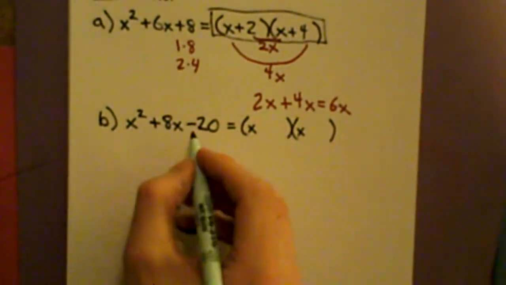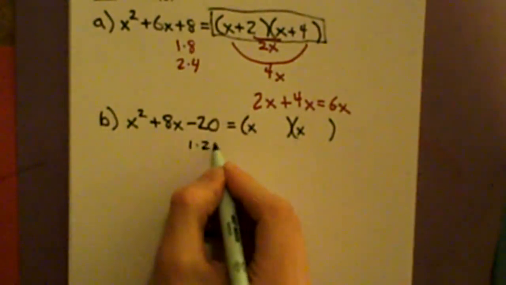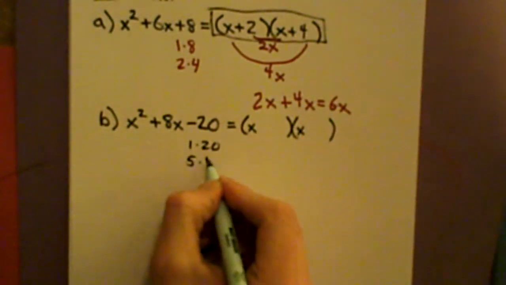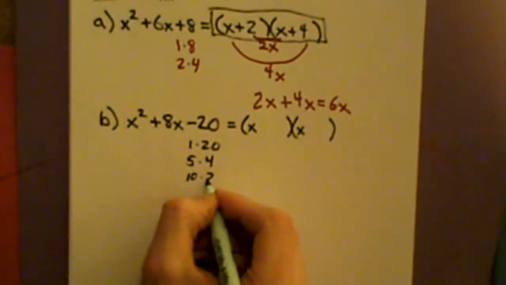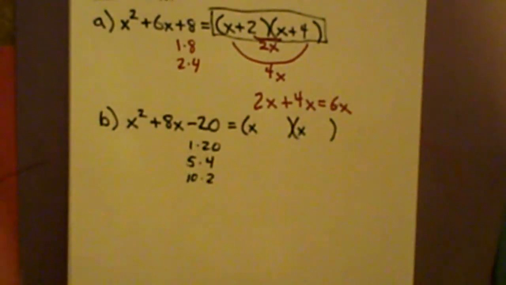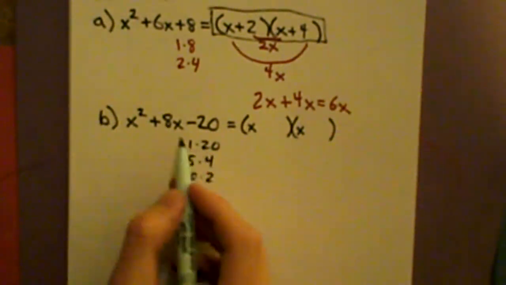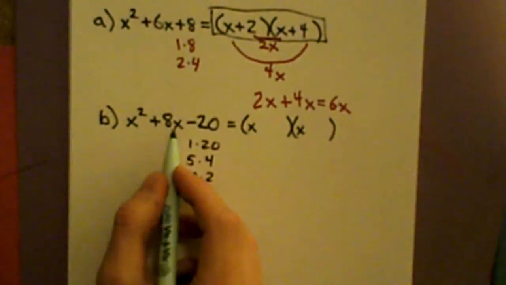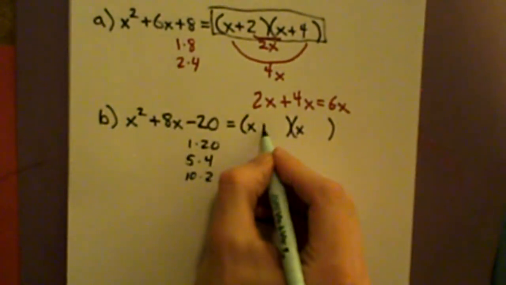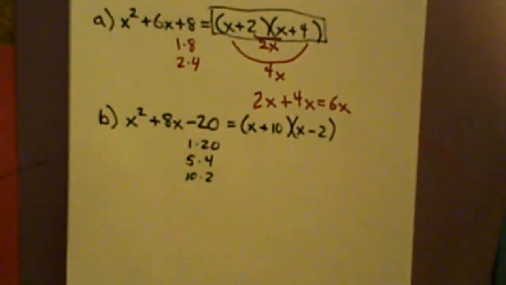Now, how can I get 20? I can get 20 with 1 times 20, 5 times 4, 10 times 2. There's no way I can take a combination of 1 and 20 to add to give 8, or 5 and 4 to get 8. But 10 and 2, if I take a positive 10 and a negative 2, I'll end up getting 8x. So what I want here is a plus 10 and a minus 2.